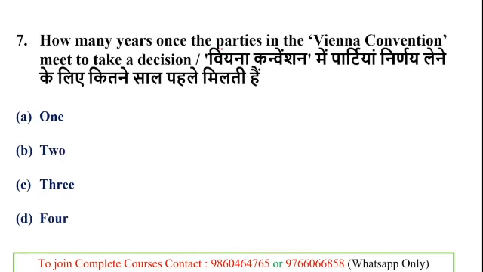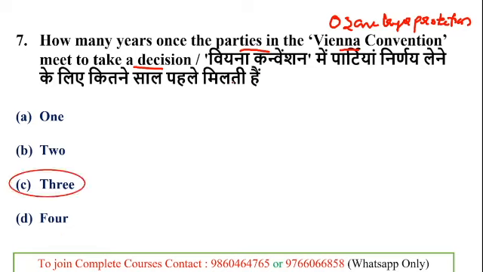Next one: how many years once do the parties in the Vienna Convention meet to take a decision? So here there are two important things. One is the Vienna Convention, which is related to ozone layer protection. So the meeting of the Vienna Convention to take important decisions related to ozone layer protection is conducted once every 3 years. The parties will meet to take important decisions regarding ozone layer protection.